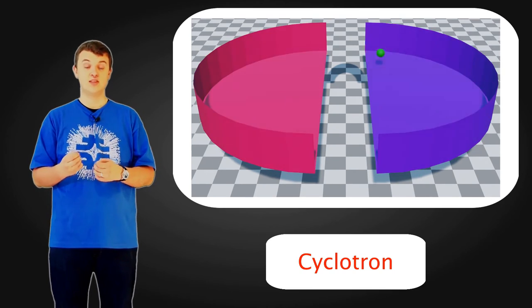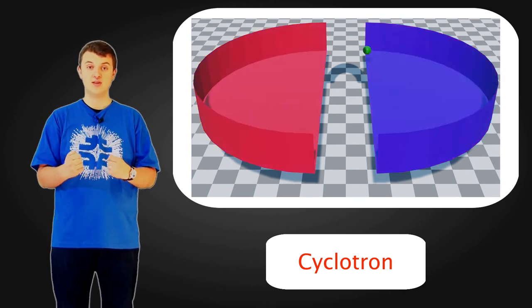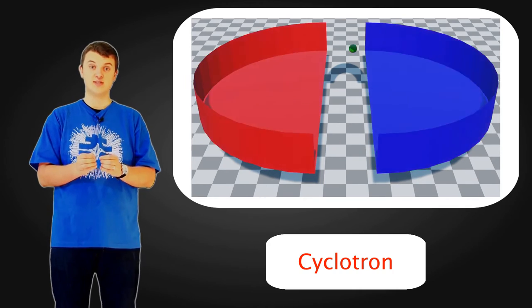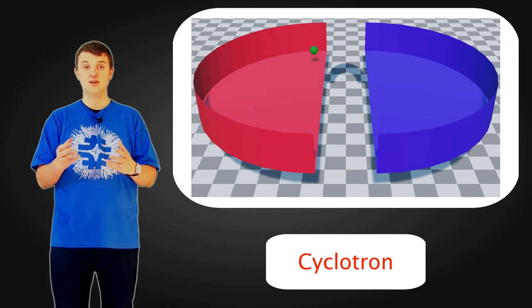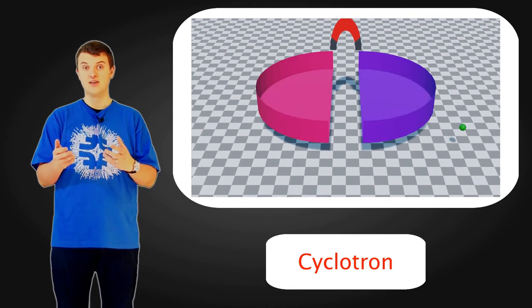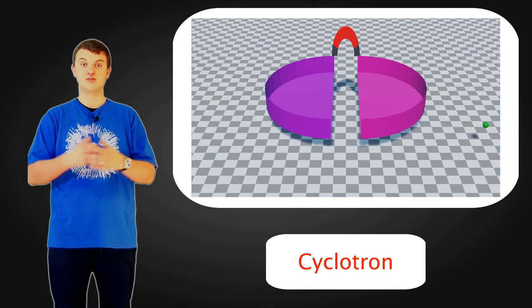Now, this continues and the particle gains more and more energy, and as its speed increases, the radius of that circle increases, until eventually the particle is ejected at high energy and we can use it in experiments.